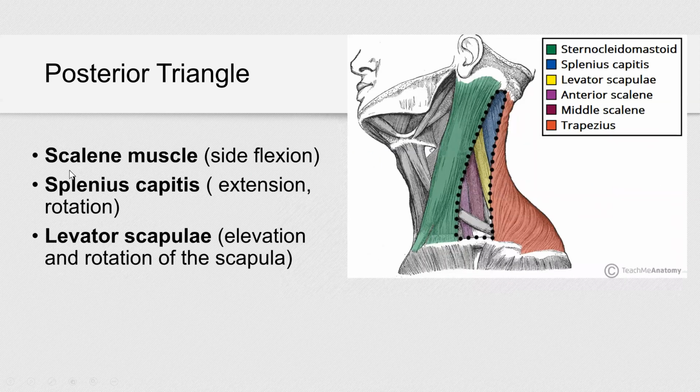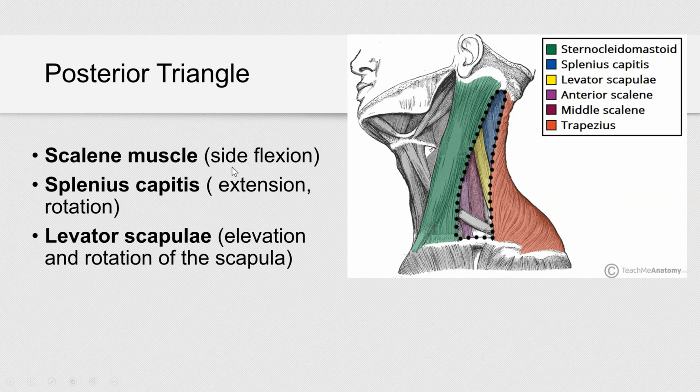In the posterior triangle, we can see scalene muscles, splenius capitis, and levator scapulae. So here, the green one, again, shows you the sternocleidomastoid. Then this triangle that is underlined by dots is our posterior triangle. And those purple muscles will be our scalene muscles. The next is our levator scapulae. That will elevate your scapula, and then we have splenius capitis.